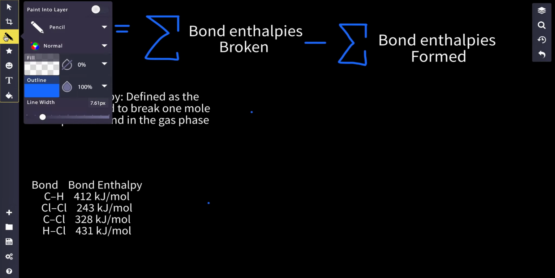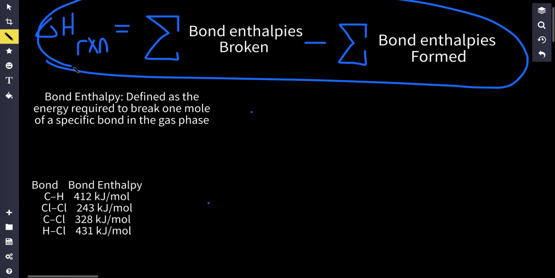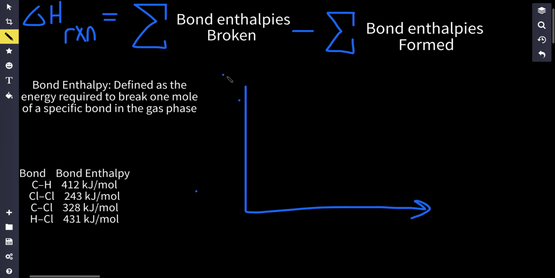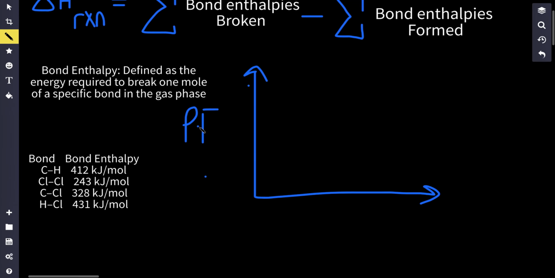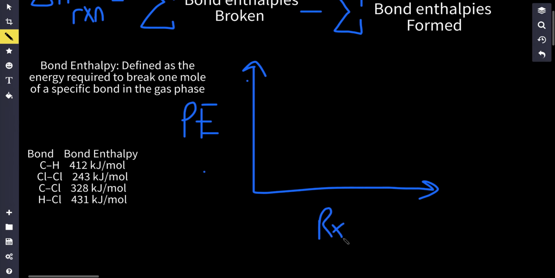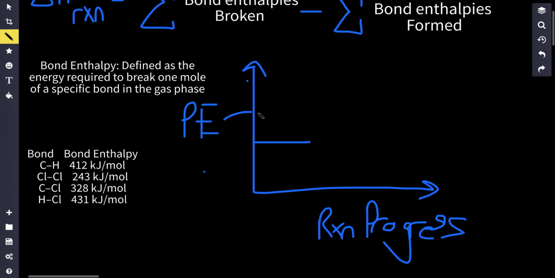Now, let's look at a potential energy diagram to explain this formula right over here. So you recall that when you have a reaction, you start at your reactants' potential energy. The potential energy of the reactants is here. Then the reactants have to absorb energy in order to overcome an energy barrier, which is known as the activation energy. After that, some energy is released, and then our products are formed. This is how a chemical reaction goes.